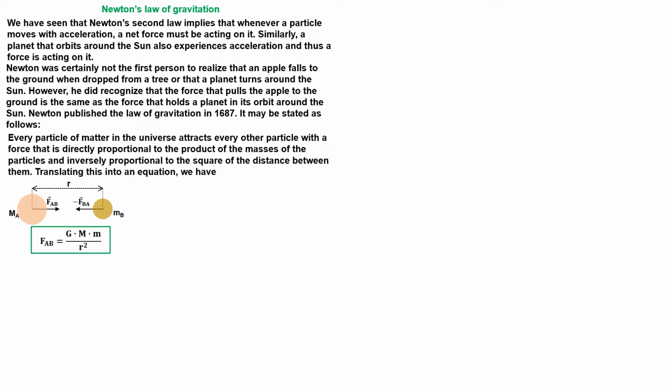From Newton's third law, we know that the force exerted by m sub a on m sub b is equal in magnitude but opposite in direction to the force exerted by m sub b on m sub a, forming an action-reaction pair. R is the distance between their centers of mass. G is a constant called Newton's constant of universal gravitation. It has the following value.